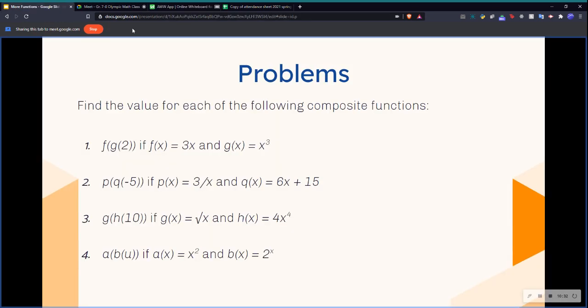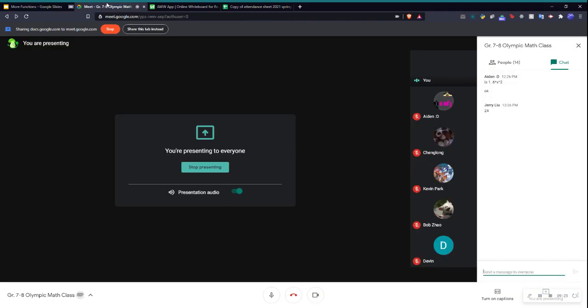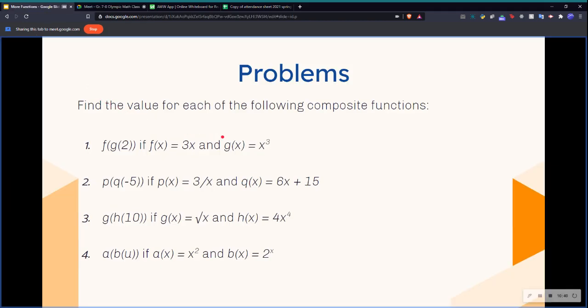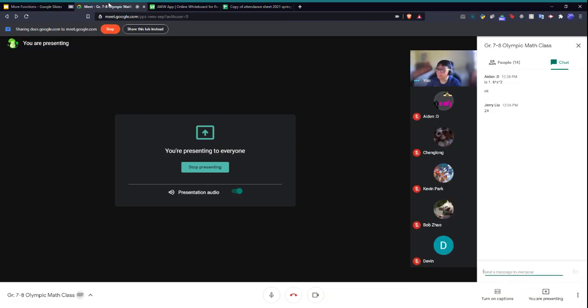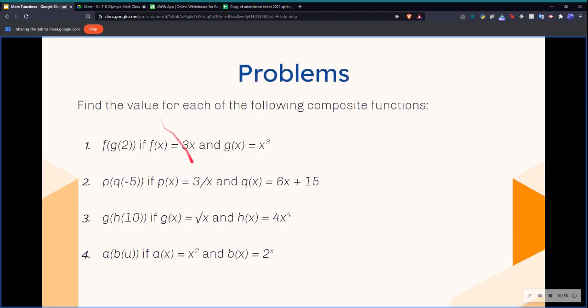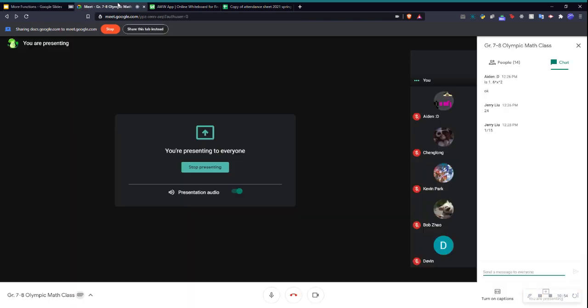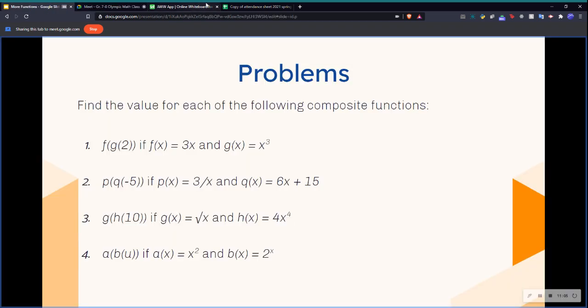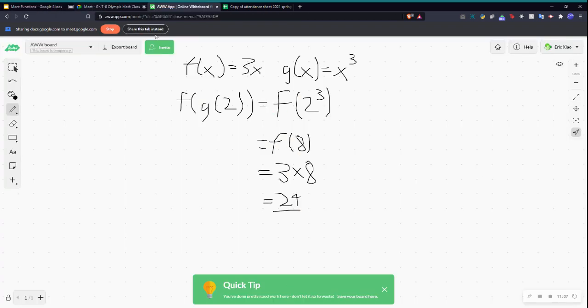How about question 2? Anyone get an answer for question number 2? Not 1 over 15. Try again. Elaine got it? Yep, negative 1/5. So let's see how we got that.